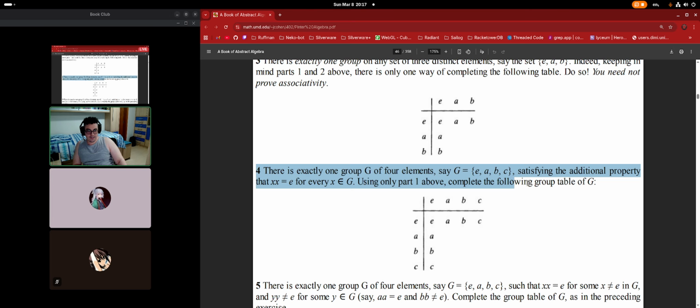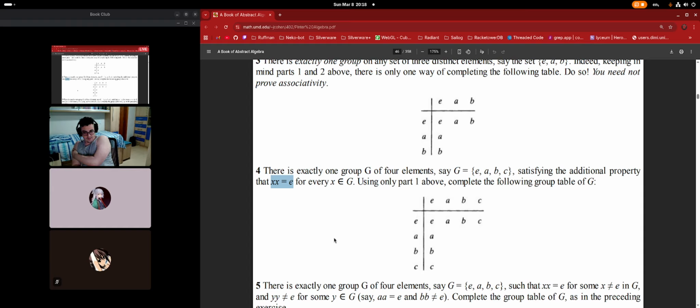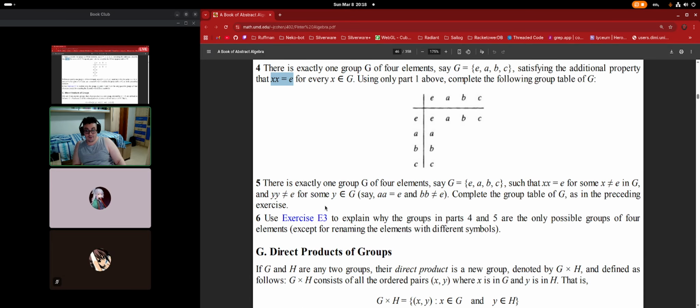Then you can do kind of the same with four elements, with the extra requirement that x squared equals e, which kind of means that the entire primary diagonal is a bunch of e's. And then you probably do the same thing that you just did on the previous exercise to fill in the holes, and you're done. And then 5, same thing, but again there are extra requirements. I think it's going to be pretty similar.